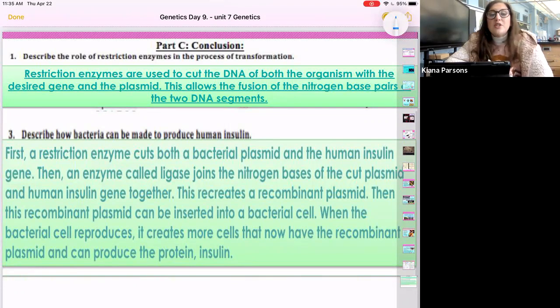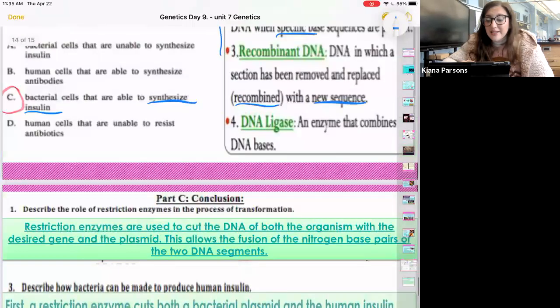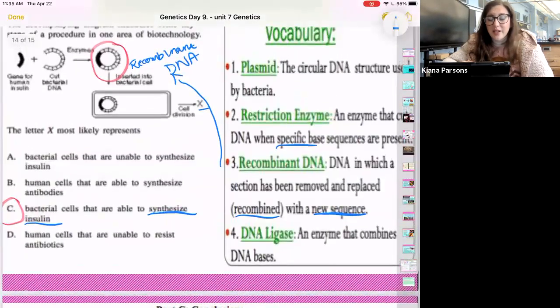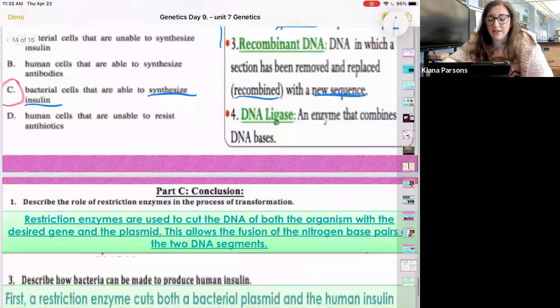So, part C, the conclusions, describe the role of restriction enzymes in the process of transformation. Restriction enzymes are used to cut the DNA of both the organism with the desired gene and the plasmid. This allows the fusion of the nitrogen base pairs in the two DNA segments. And again, why do we use bacteria to do this? It's because bacteria can produce many copies very quickly, and they're all going to be genetically identical.